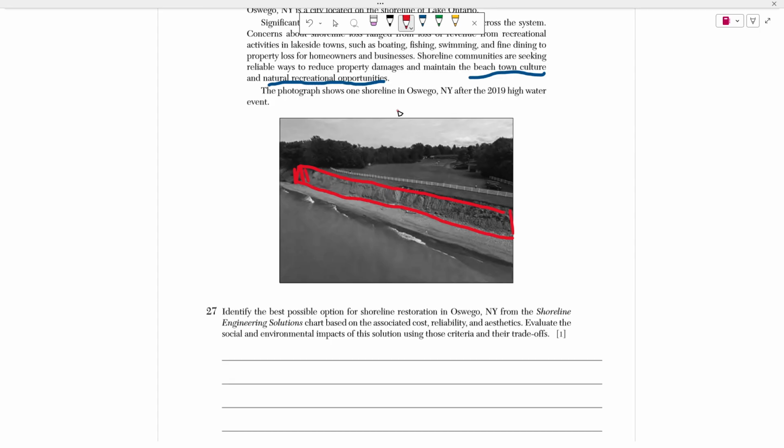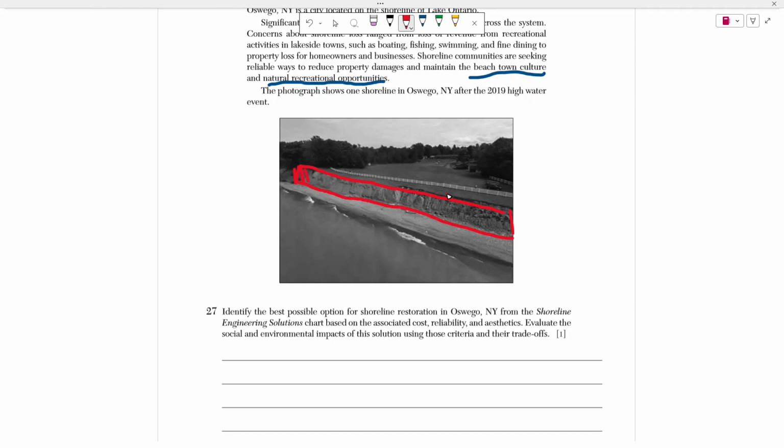You could have also said that because the community is focused on the social and recreational value of the shoreline, the revetment would be the best aesthetic option to restore the shoreline because it looks natural. The revetment is the most reliable option and is cheaper to maintain. However, it does not protect against flood and has the highest cost. Right? So here again, we're discussing the cost, reliability, and how those impacts play a role in maintaining some aspect of this community.